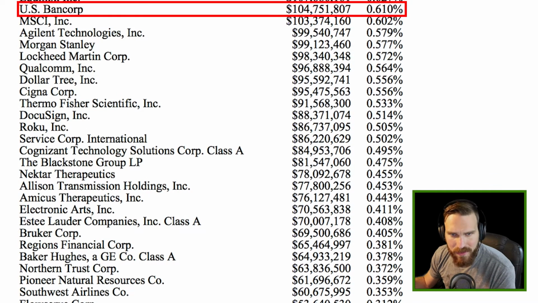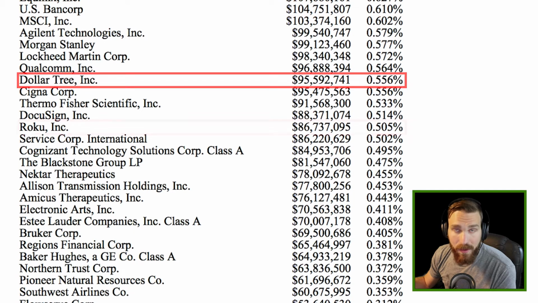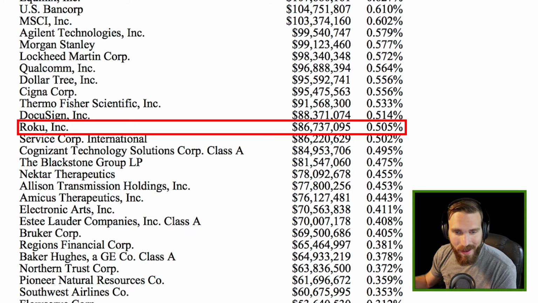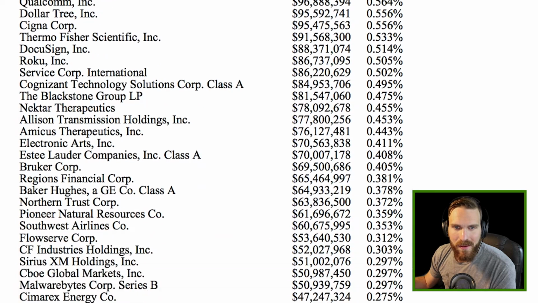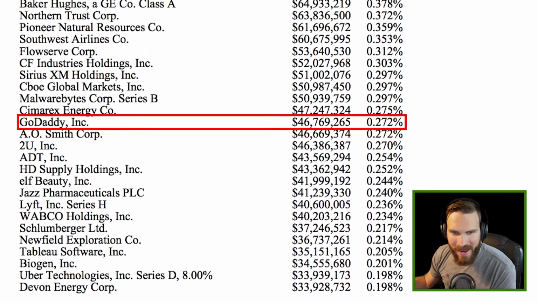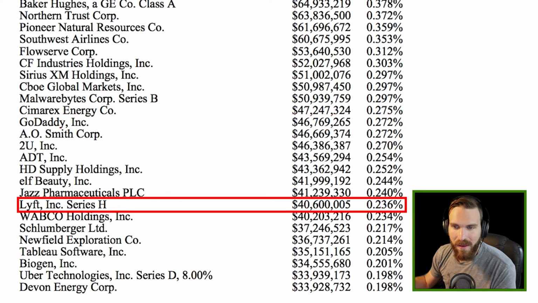U.S. Bancorp, Dollar Tree. Heard of Roku before? It's a TV thing, I think. Southwest Airlines, okay. Sirius XM, GoDaddy, Lyft. You know what's interesting here? Lyft is not a publicly traded company.